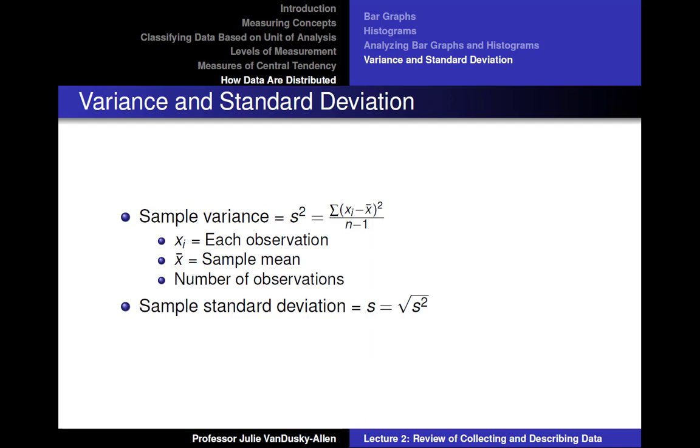Those values are called the variance and standard deviation. I will show you how to calculate them. First, the sample variance, denoted by an S squared, is the sum of each observation minus the sample mean squared, and that value divided by the total number of observations minus 1. Next, the sample standard deviation, denoted by the letter S, is simply the square root of the sample variance.